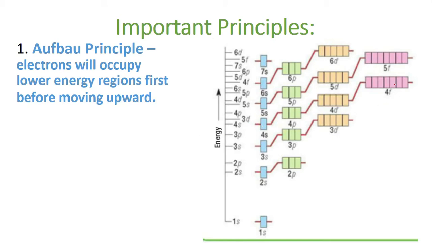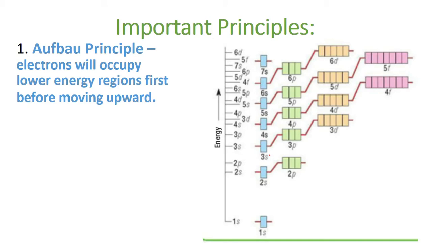And then look, even with the f's, you don't fill the 4f until you've already gotten into the 5s and 5p. And people tell me, what the what, Mr. Roach? Why is that the case? Well, electrons aren't doing it to spite you. Electrons aren't intelligent. They're just doing what energy tells them to do. And this is basically telling you that they do whatever the lowest energy thing is.